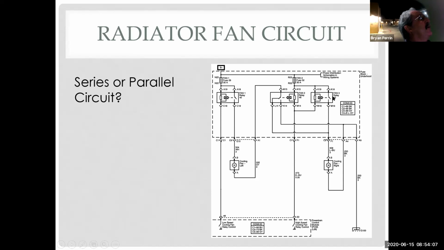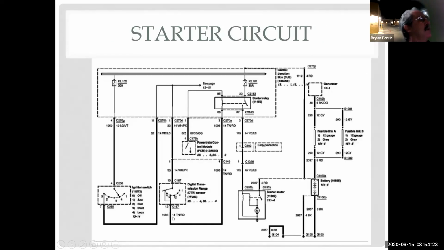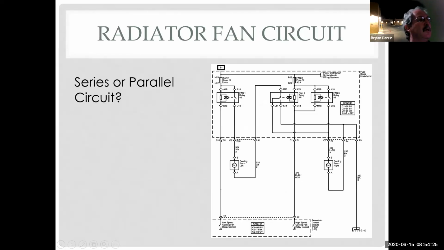How? If I turn on this relay, I've just turned this relay on. I got power, ground. I got 12 volts to this fan. So I can run both fans on low speed, this fan on high speed, or both fans on high speed. Or this fan and this fan on high speed.